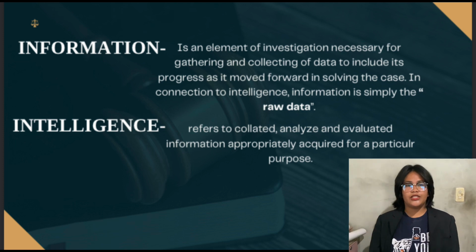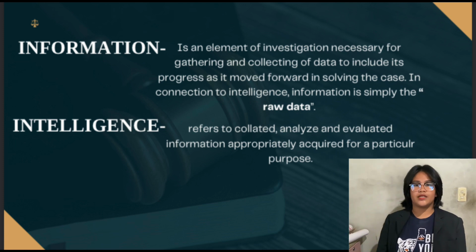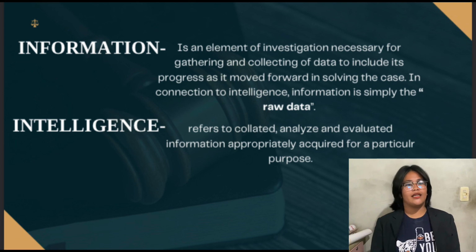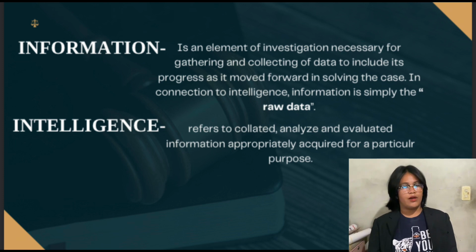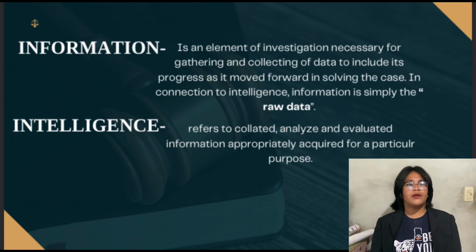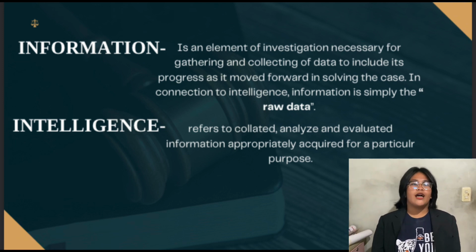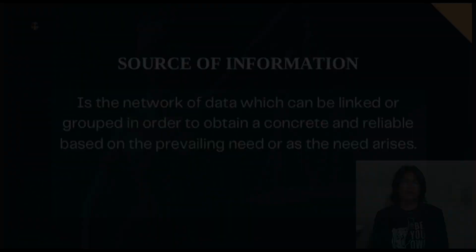In connection to intelligence, information is simply the raw data. The raw data is the data that has not been processed or used. These pieces of information are useless without being analyzed and evaluated so that they can be used. In contrast with information, intelligence refers to collated, analyzed, and evaluated information appropriately acquired for a particular purpose. These two have a relationship with each other because intelligence needs information, because they are the ones who will process, analyze, and evaluate the information that has been gathered and used.